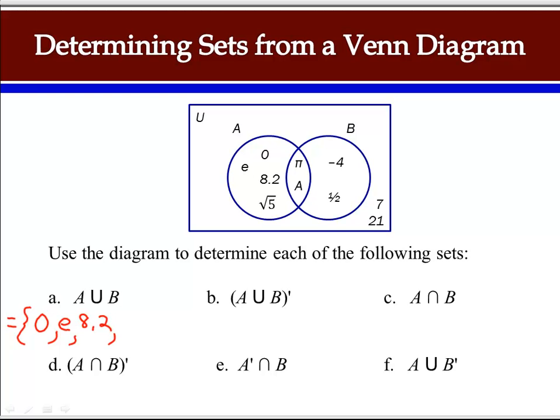8.2, square root of 5, pi, a, -4, and 1/2. So I have listed all of the elements from A, plus the 2 additional elements from B that are not included in A to begin with.